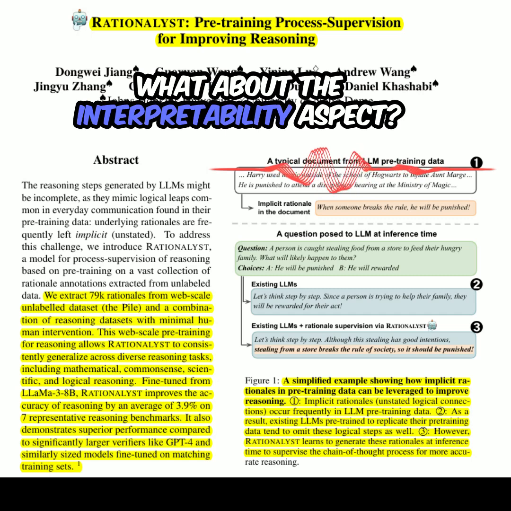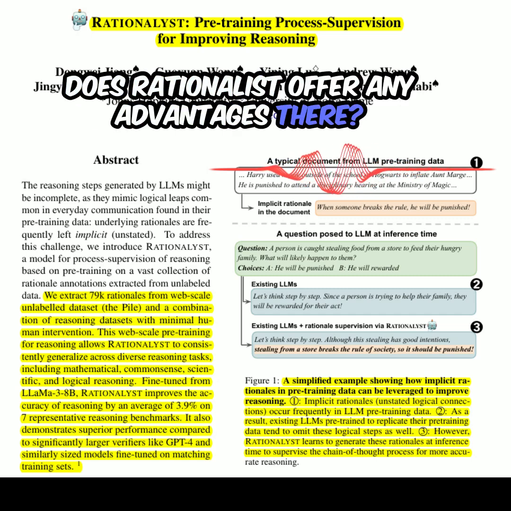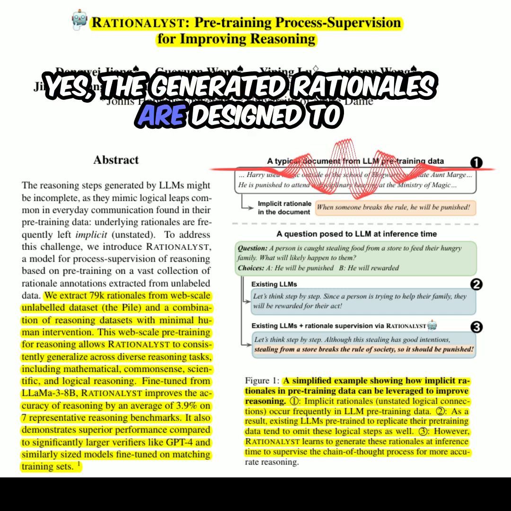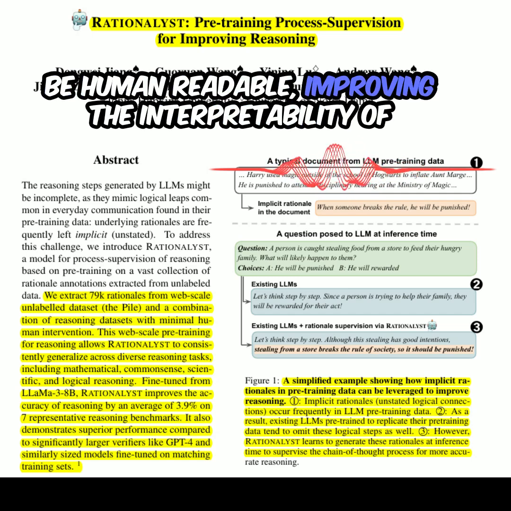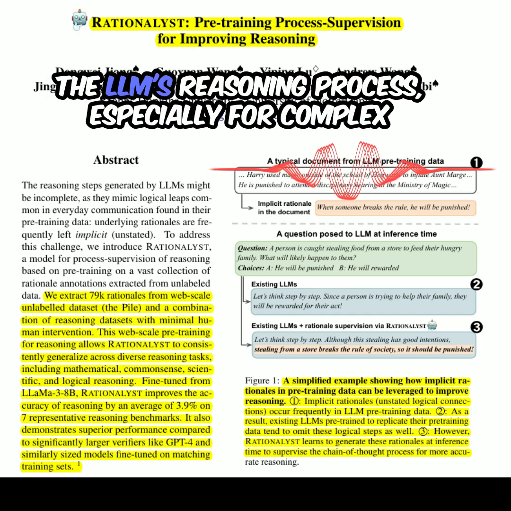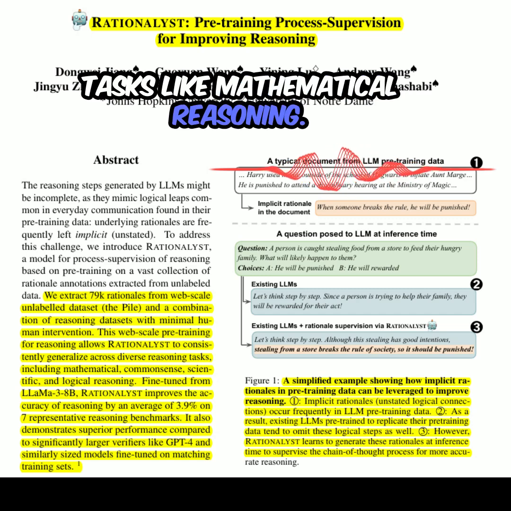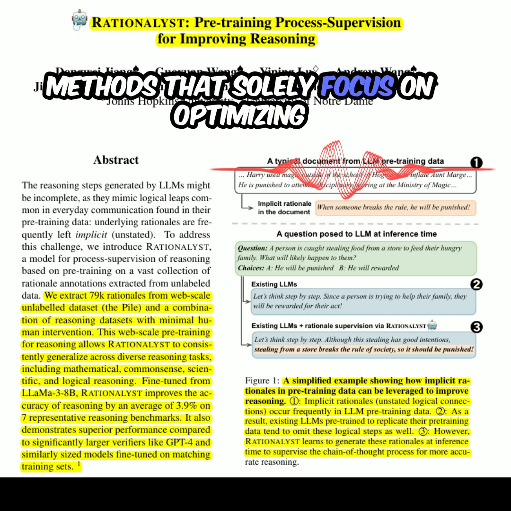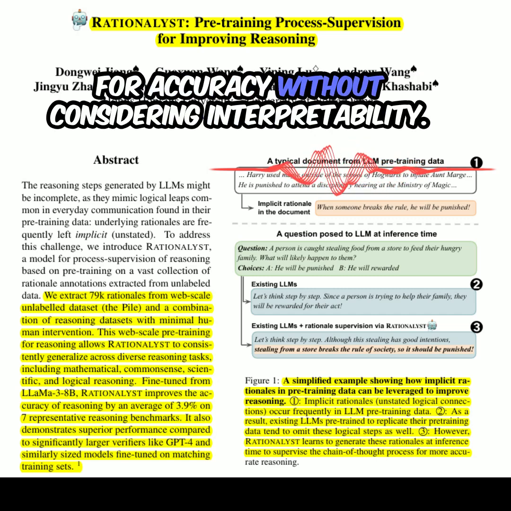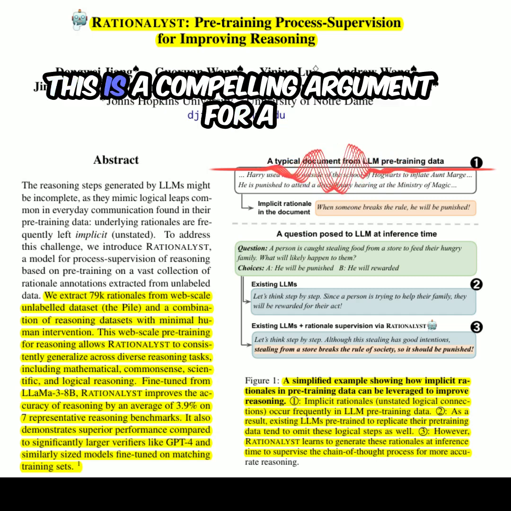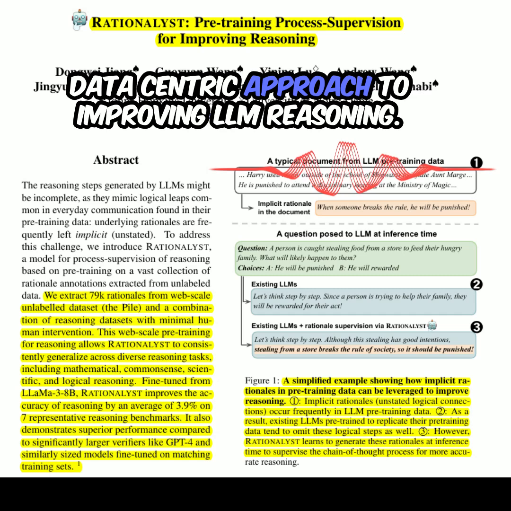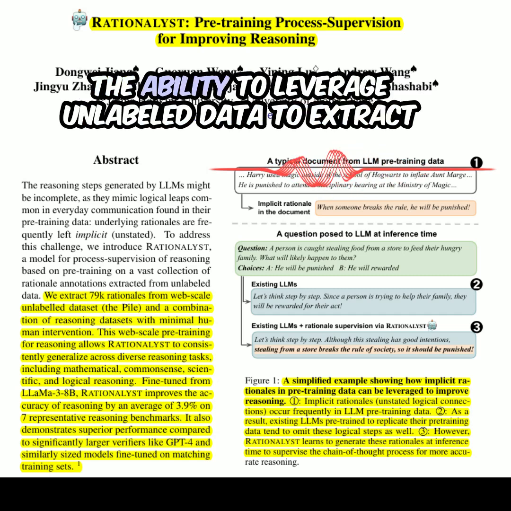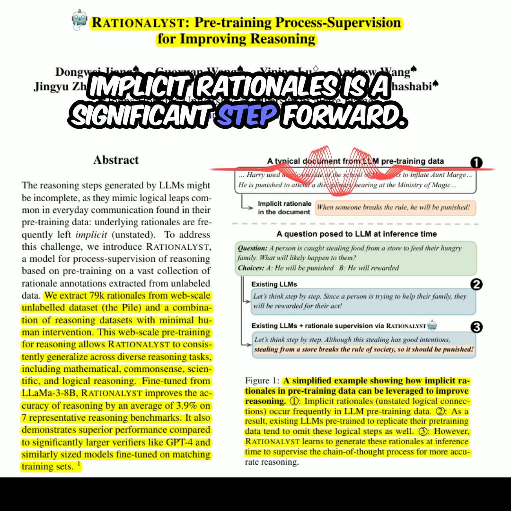What about the interpretability aspect? Does Rationalist offer any advantages there? Yes, the generated rationales are designed to be human-readable, improving the interpretability of the LLM's reasoning process, especially for complex tasks like mathematical reasoning. This is a significant advantage over methods that solely focus on optimizing for accuracy without considering interpretability. This is a compelling argument for a data-centric approach to improving LLM reasoning. The ability to leverage unlabeled data to extract implicit rationales is a significant step forward.